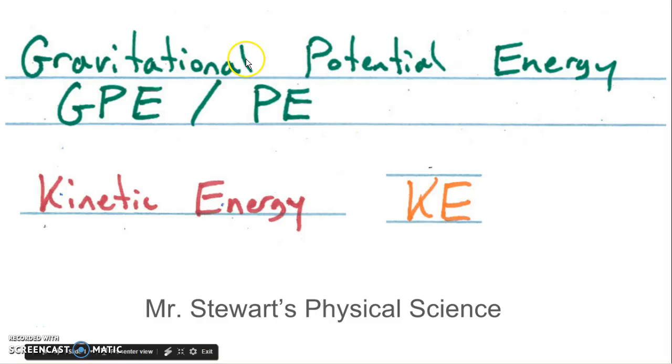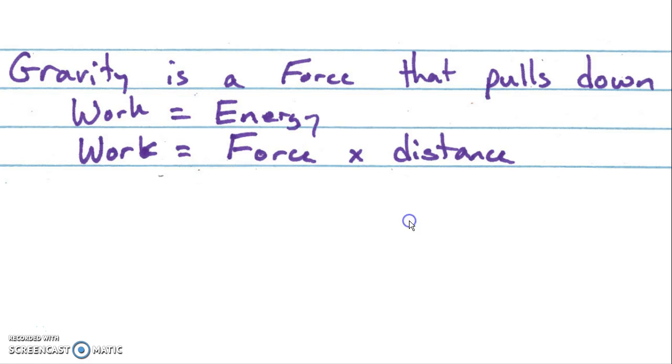Alright, so today we're talking about gravitational potential energy and kinetic energy. These are both types of energy, which are also types of work. Gravity is our force that pulls everything down. Because we know that work is energy, we also know that work is a force times a distance. So energy is going to equal our force times our distance.